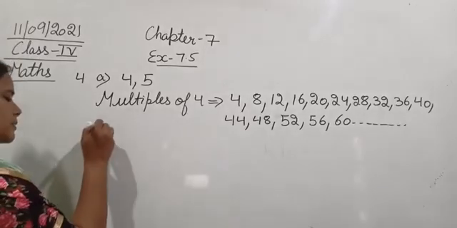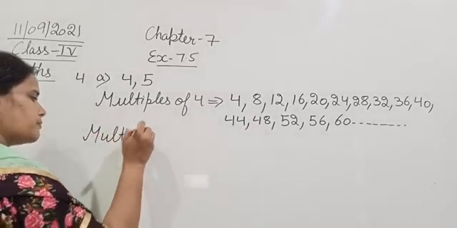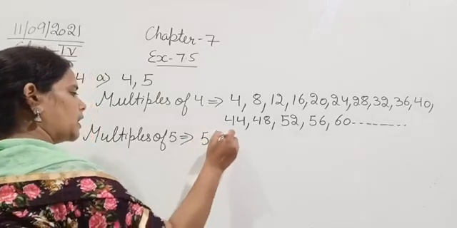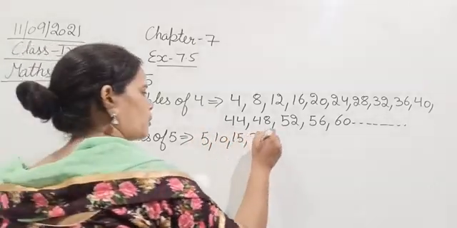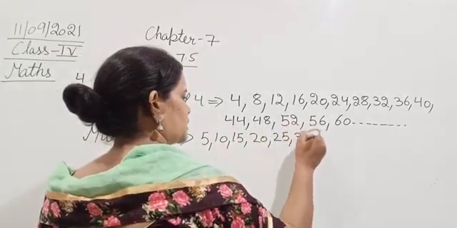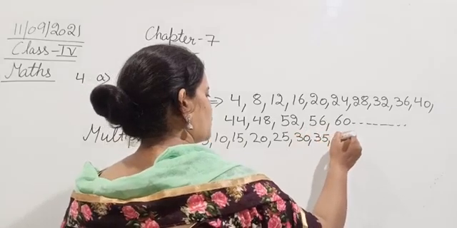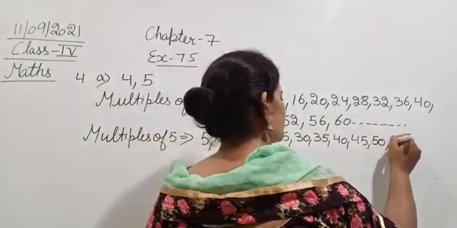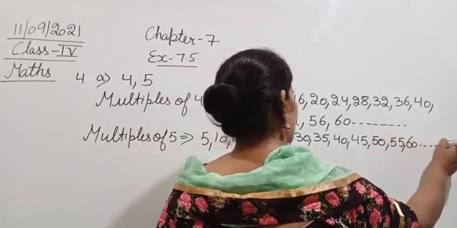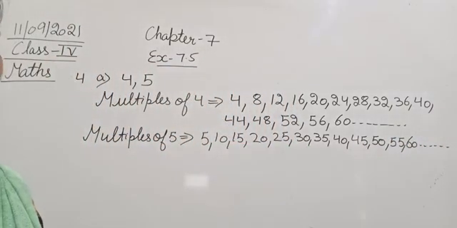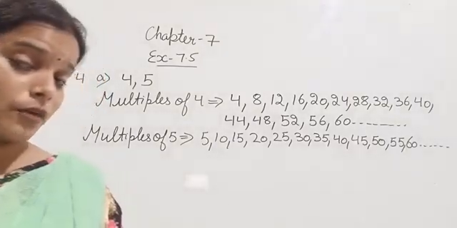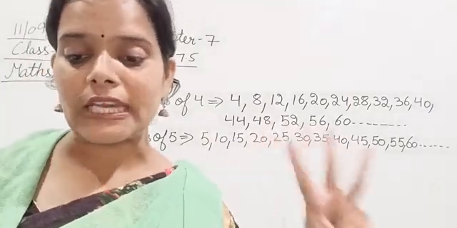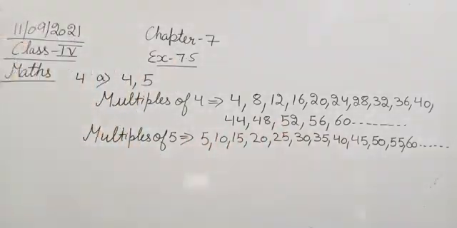Next, multiples of 5. The multiples of 5 are 5, 10, 15, 20, 25, 30, 35, 40, 45, 50, 55, 60 and so on. Okay, next, now you have found them up to 60. Now what we have to find is only the common multiples. We have to list the first 3 common multiples.